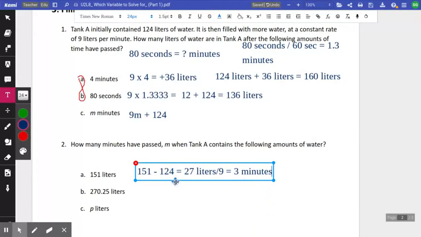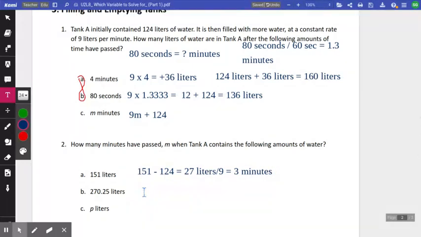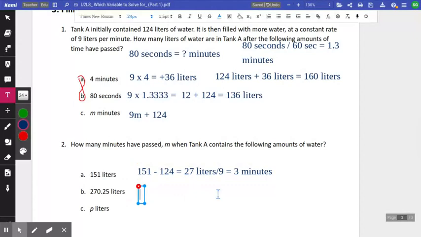You could always double check by doing the same math you did up here. If 3 minutes have gone by, 3 times 9 gives us the 27. And then when we add in that starting amount of water, it takes you back to the 151 liters. This next one here would have been a similar process, just with even more fun math. We're going to take that 270.25 and subtract out that starting amount of water. That leaves us with 119.25 liters of water.